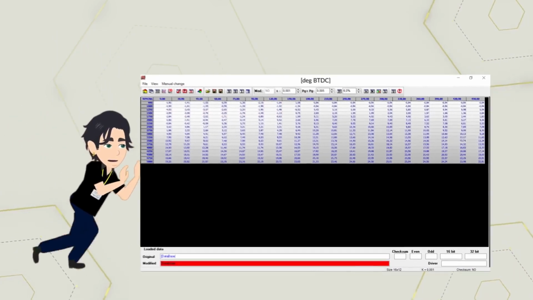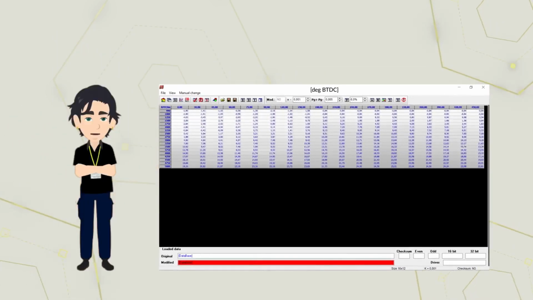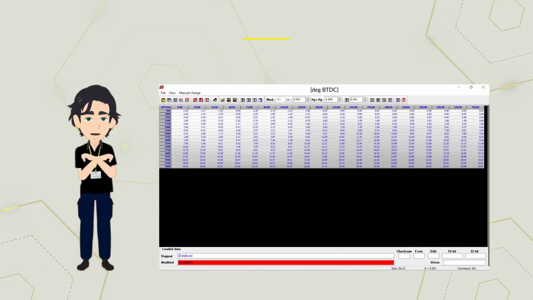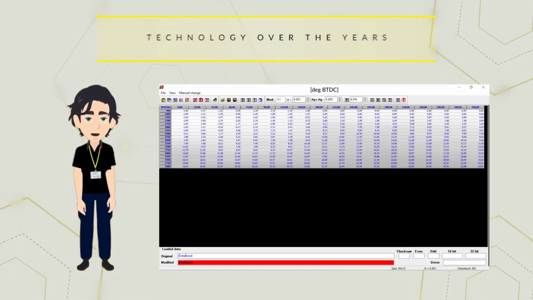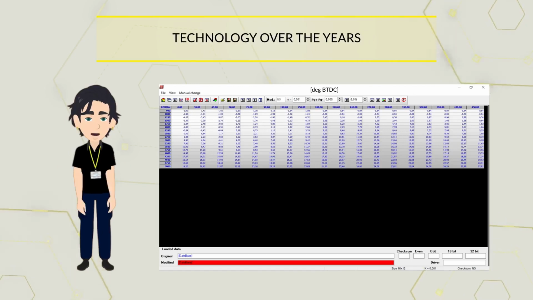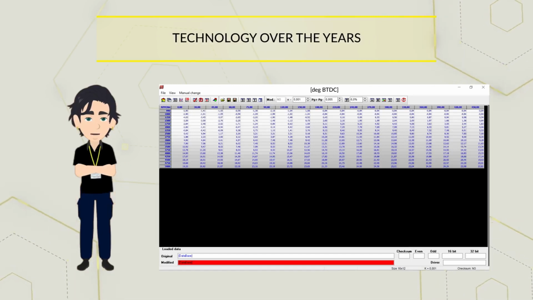Now that we have seen how the control unit controls the injection advance, let's take a look in detail at how the technology has gone from a single injection to different types of injections, and how these have brought significant improvements to the engine.